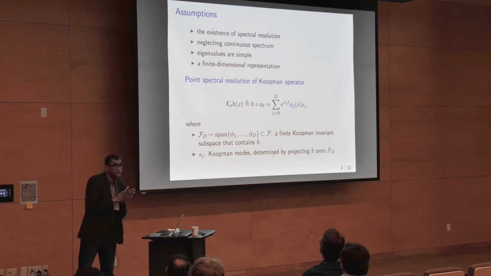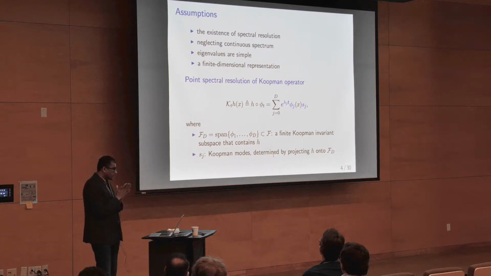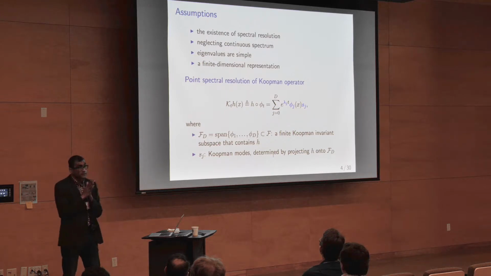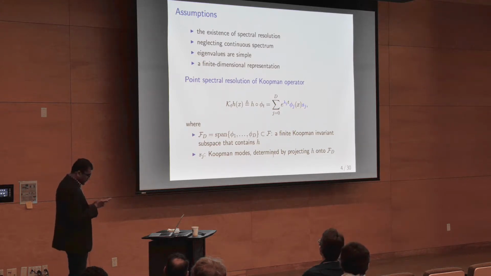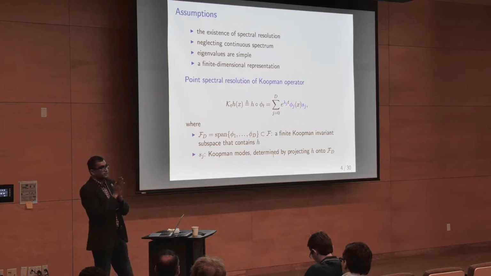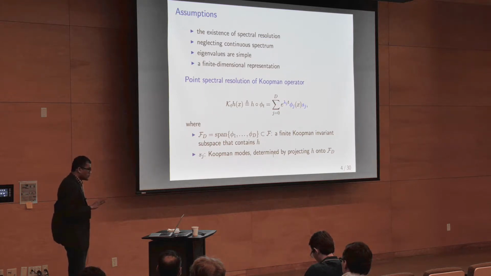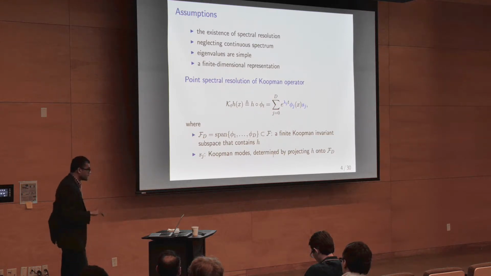Okay, so now let's set the stage for our linear embedding. We're going to work on the assumption that we rely on the existence of spectral resolution, and we're going to ignore continuous spectrum. Continuous spectrum can arise in many situations when your state changes rapidly or we have chaos. But at least for this work, we are not taking that into consideration. It's not to say that the tools can't respond, but we cannot guarantee anything.